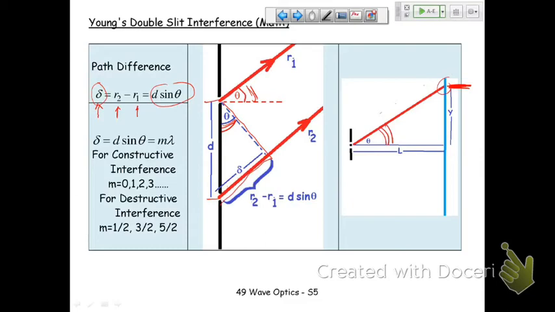So for constructive interference, well, d sine theta is my path difference. If it is an even number of half wavelengths, then we'll get constructive, and if it's an odd number of half wavelengths, we'll get destructive. So put the value of m in there. Maybe m is 0, or m is a half, or m is 1, or m is 3 over 2. There's the value of m coming up again. So for constructive interference, m equals 0, 1, 2, 3. For destructive interference, m equals the half, 3 over 2, 5 over 2.